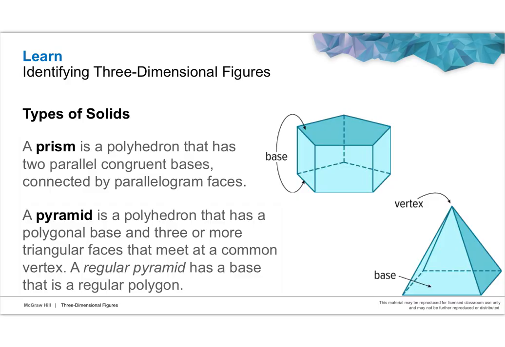A pyramid is a polyhedron that has a polygonal base and three or more triangular faces that are going to meet at a common vertex, that point where all of those triangular faces come together. If it is a regular pyramid, then that means the base is a regular polygon. And recall from a previous lesson that a regular polygon, for instance, this square here, is regular because all four of its angles and all four of its side lengths are congruent.